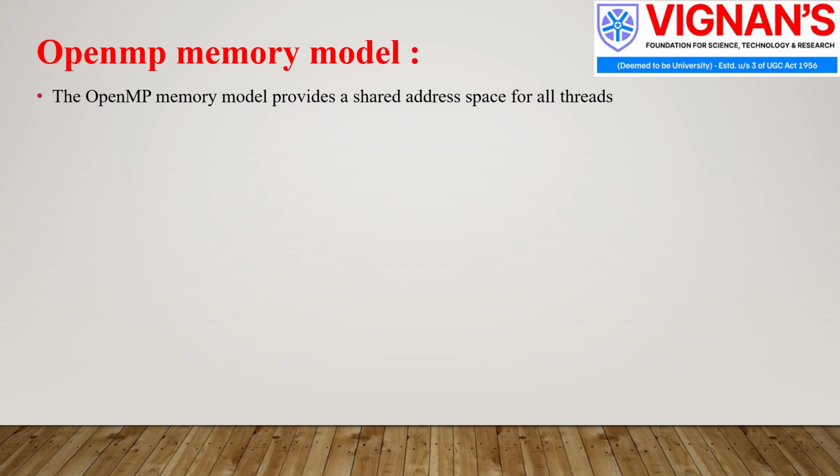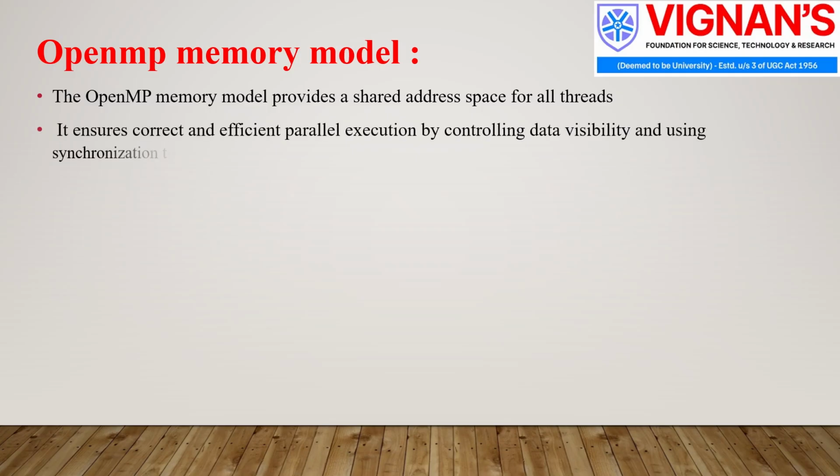OpenMP memory model. The OpenMP memory model defines how multiple threads share and access memory. All threads operate in a shared address space, enabling communication and cooperation. Correct and efficient parallel execution is ensured by controlling data visibility and using synchronization to prevent race conditions.